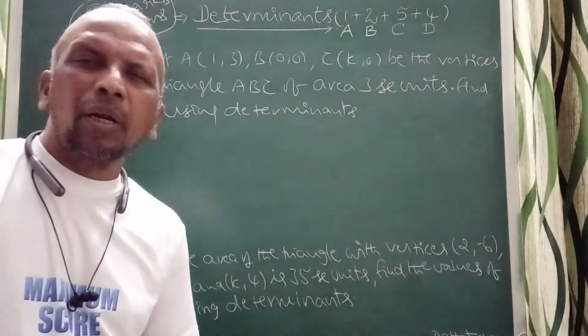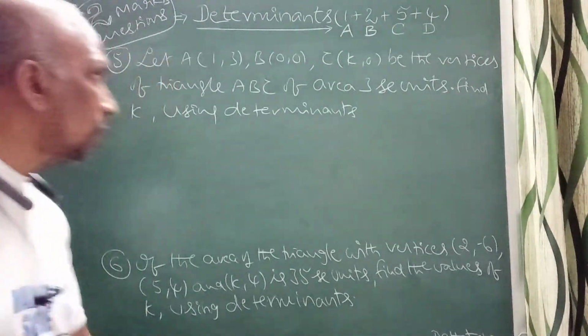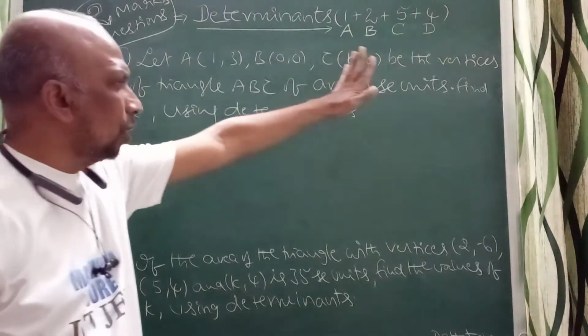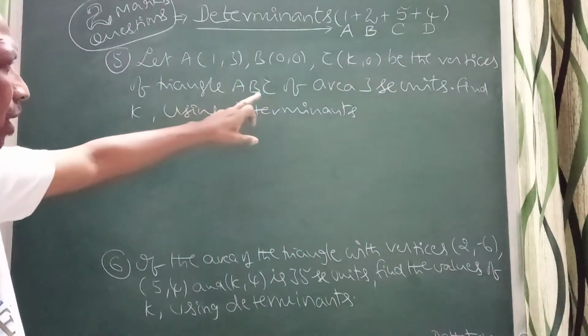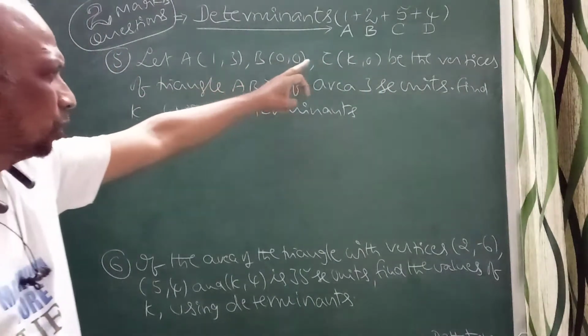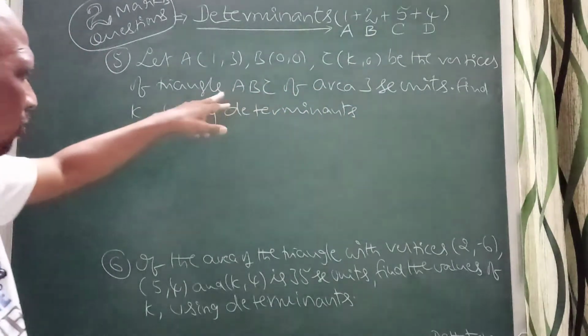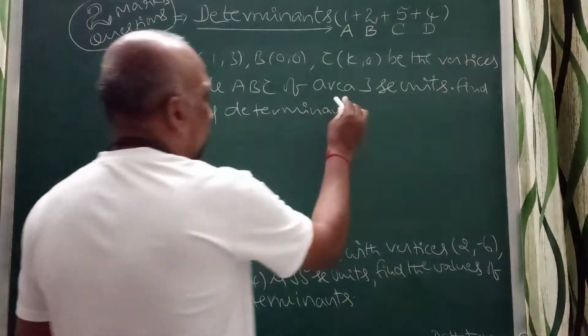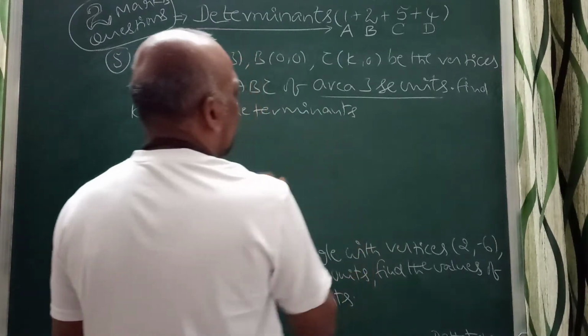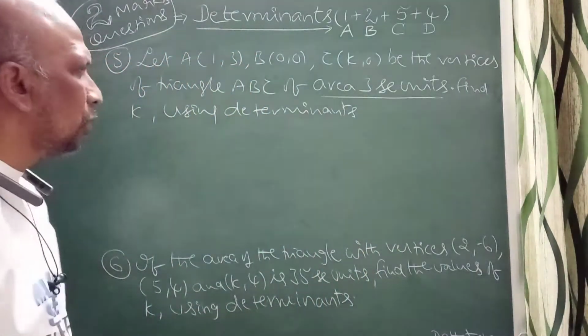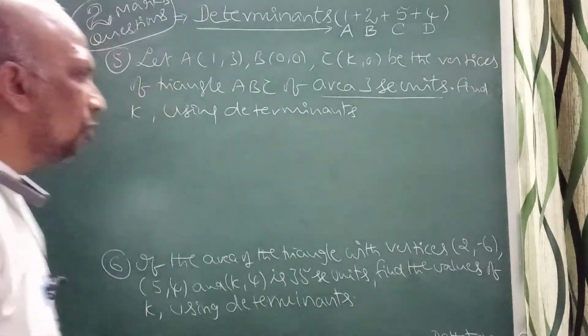Similar to the previous problem, it's a similar model only. The given points A(1, 3), B(0, 0), C(k, 0) are the vertices of a triangle ABC of area 3 square units. Area is given as 3 square units. Find k using determinants.